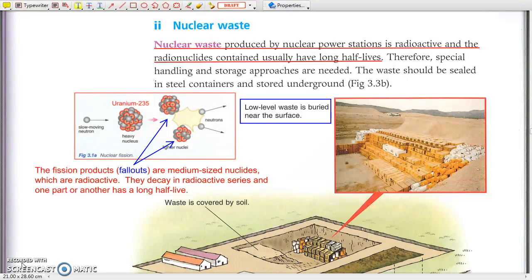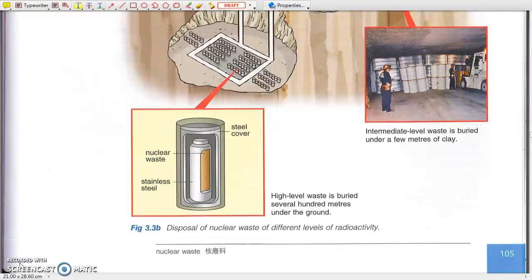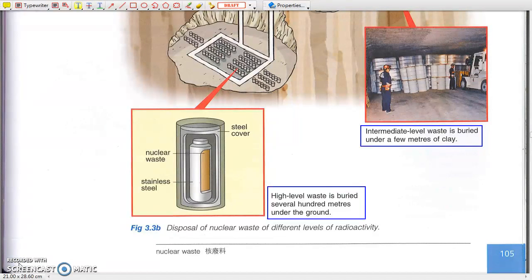Low-level waste is buried near the surface. Intermediate-level waste is buried under a few meters of clay. High-level waste is buried several hundred meters under the ground. They have to be stored there until their radioactivity reduces to a safety level.